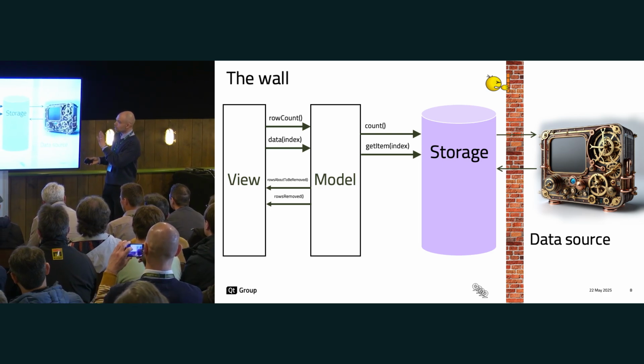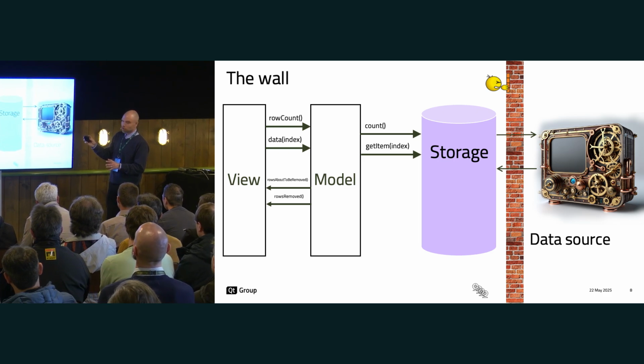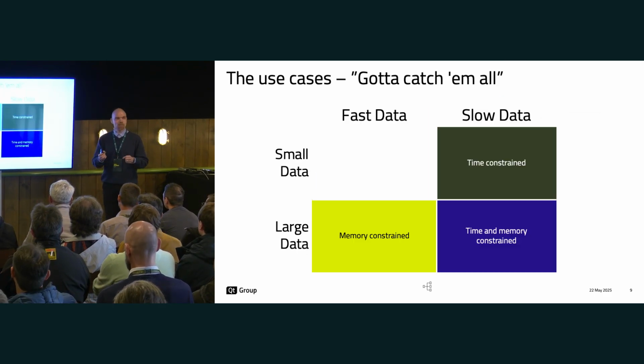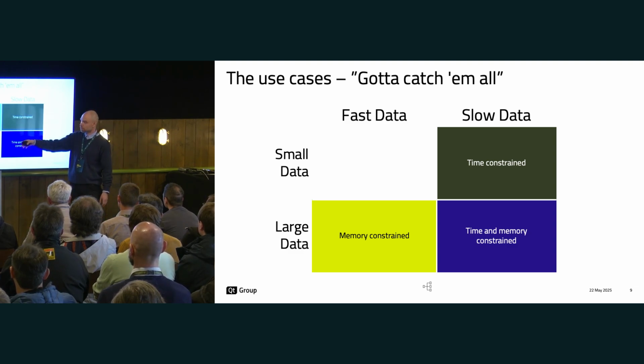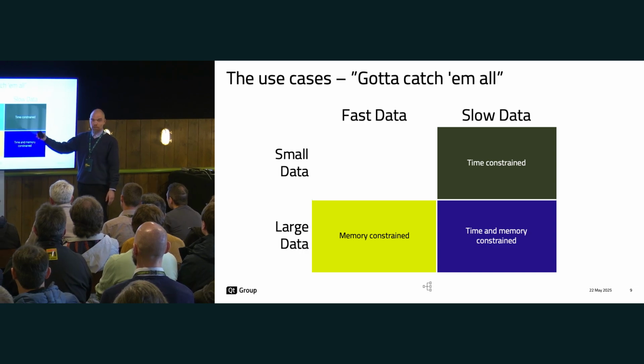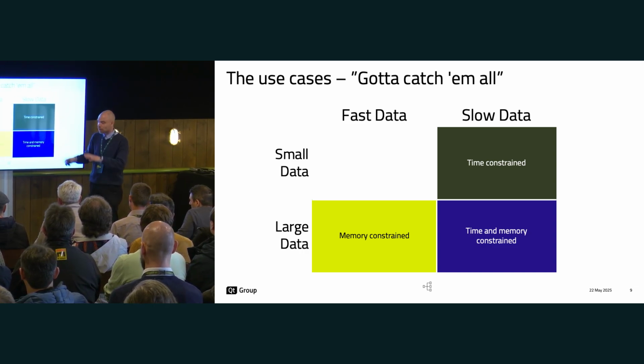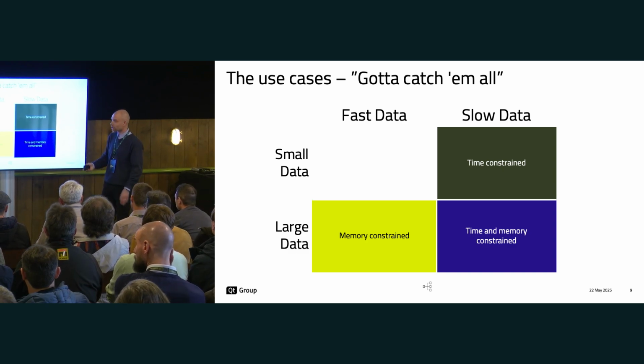Now, shortly, what can we solve with this? Okay, let's go with the Pokemon style. Gotta catch them all. Let's solve all the problems. Well, let's say we have fast data, and it's small. It can fit in the memory. Then we are constrained by rendering. Then we are optimizing the view, and then we don't talk about that today because that's working already.